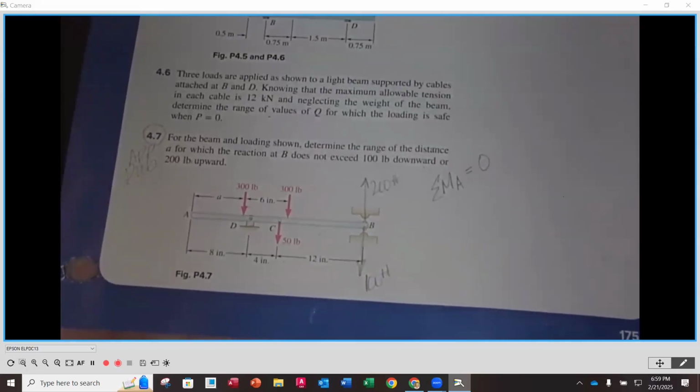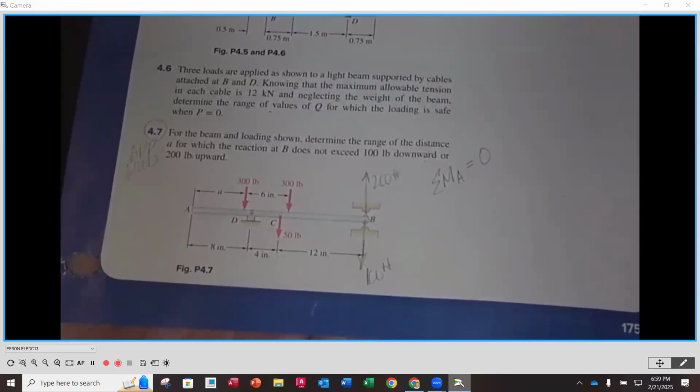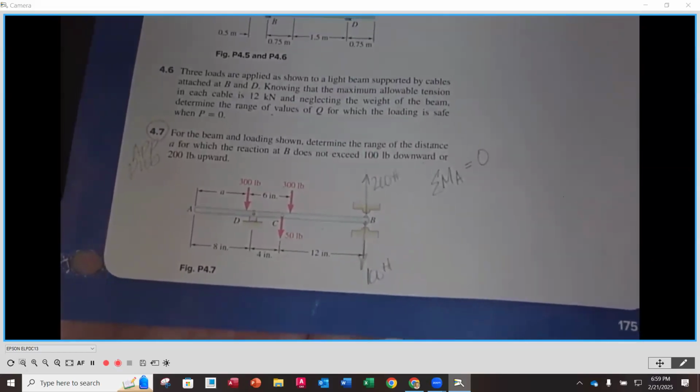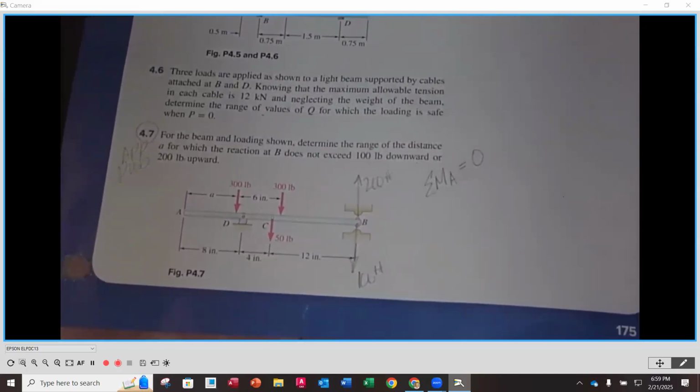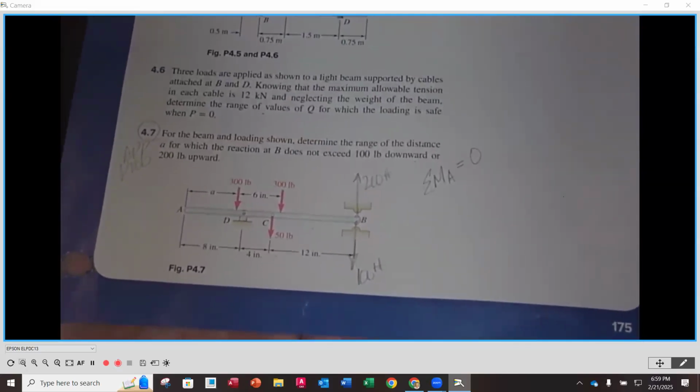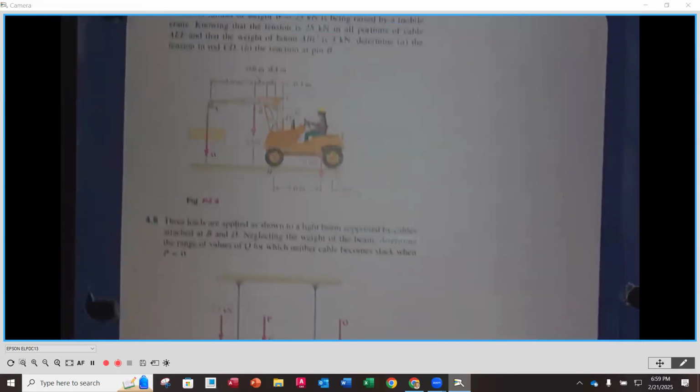So that's kind of your hint. And again, the next time we meet, if you still have questions on this one, we definitely can go over it. Okay. So that's 4.7. The next one you have is going to be 4.10. It's going to be on this side. Okay, 4.10.